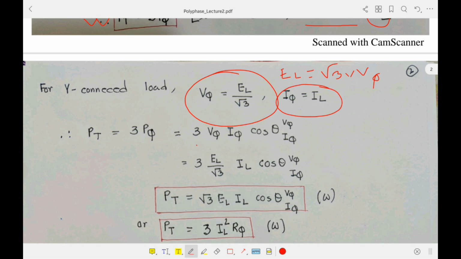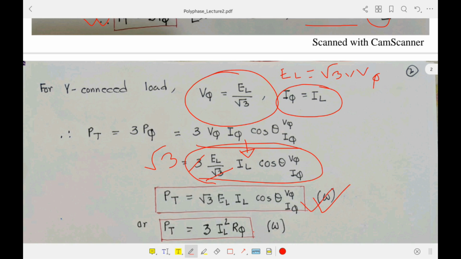So if you put these values in our previous expression, which was 3 V phi I phi cos theta, it will appear just like this: 3 EL over √3 and I phi equal to IL. Then that √3 and 3 we can write only as √3. So now this is the final expression in terms of line component. So I can write power equal to √3 EL IL cos theta.